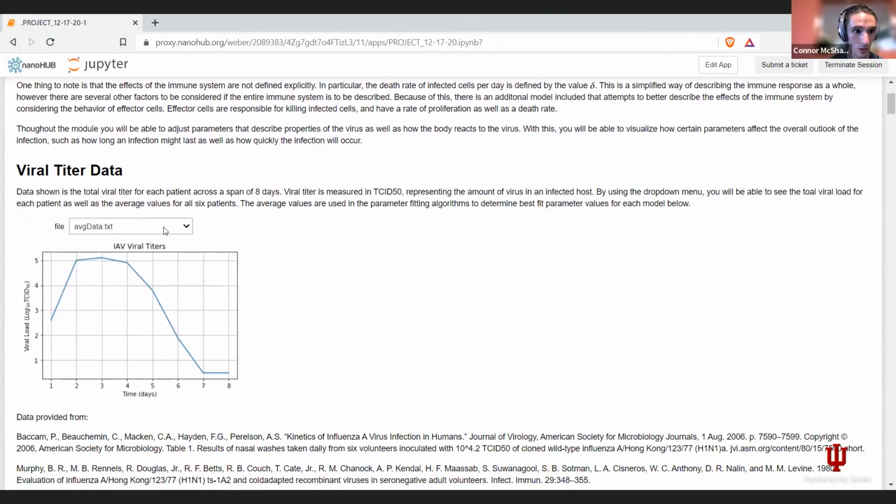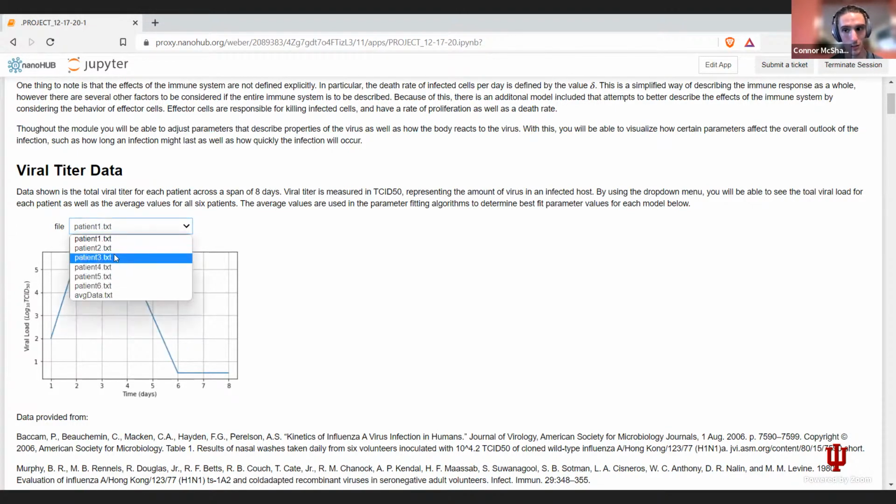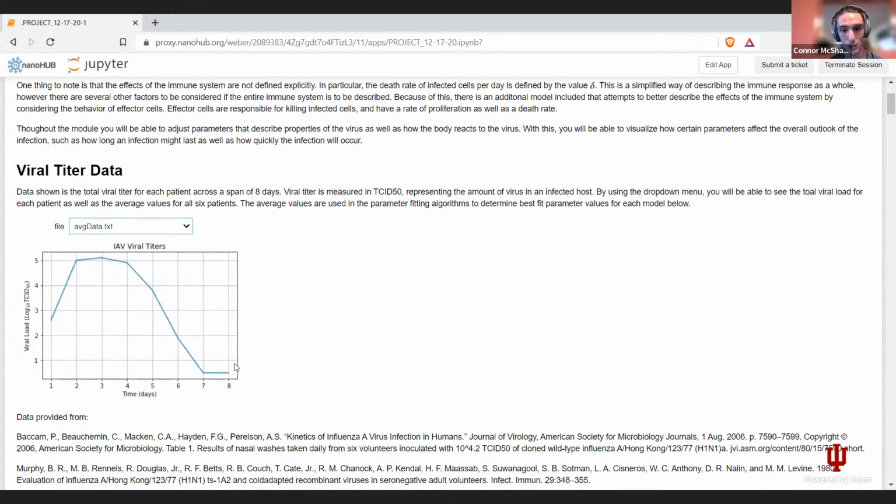They also go ahead and show some of the data for a viral load in patients over the course of 8 days. So you can actually do a drop-down menu and look at the individual patients one by one, and then you can also go and see the average data, which is what they use to fit the parameters of the models.